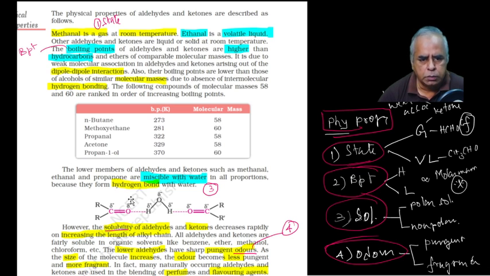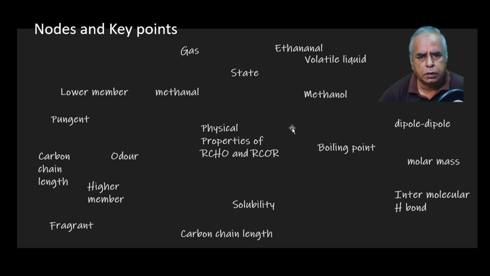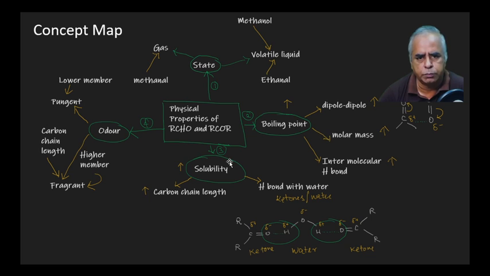So now by going through this and underlining the key points, I am able to take out all the important points here. I have arranged all these points here. And then what I do now is, this is the physical property, that is the title, and state is the first node, and boiling point is the second point, solubility the third point, odour the fourth point. So these are the key points. And about each point we will be discussing. So I am making this as a concept map now.